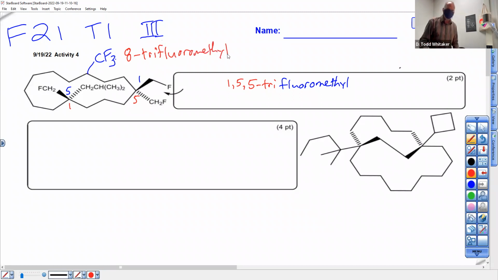How do you know it's not 3 identical groups? Please tell me. 8 trifluoromethyl is not 3 identical groups. How do you know? If it was 3 identical groups, there would be 3 numbers in front. It is not that situation. Now, how do you know this is 3 identical groups? There's 3 numbers in front, and the name of the group is fluoromethyl.